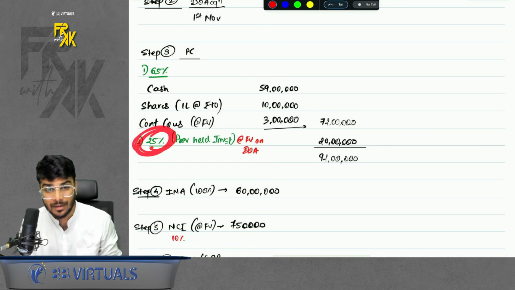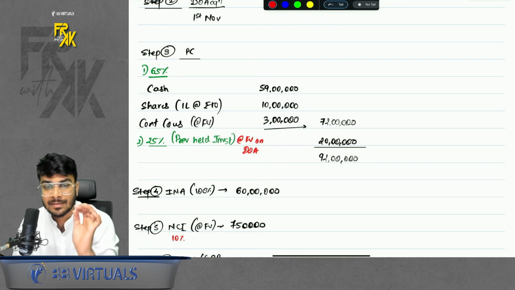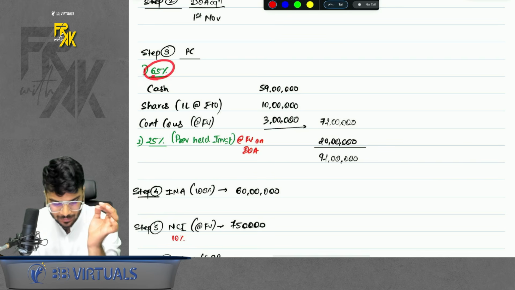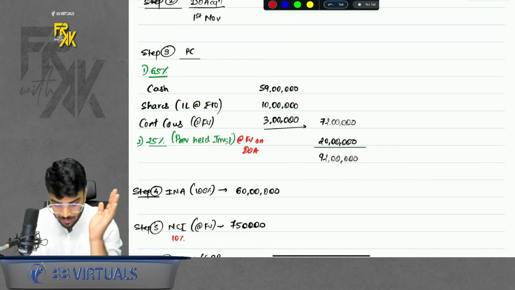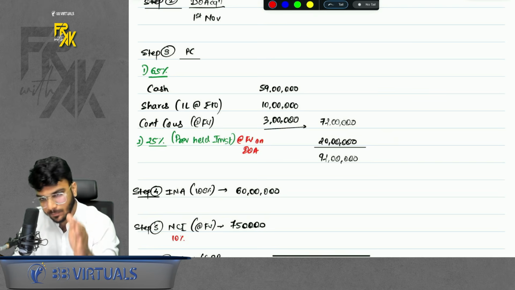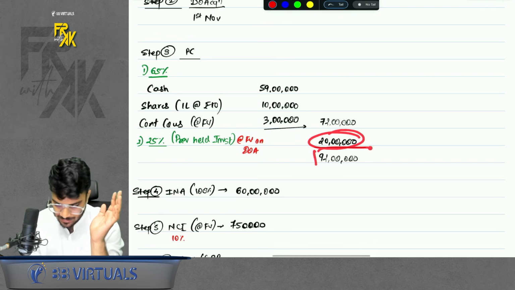Previously, remember I told you what NCI does: it makes it a part of PC, so you can show it separately now. For 65%, how much did we pay? For 25%, how much are we paying? At fair value on the date of acquisition, total PC is this much.